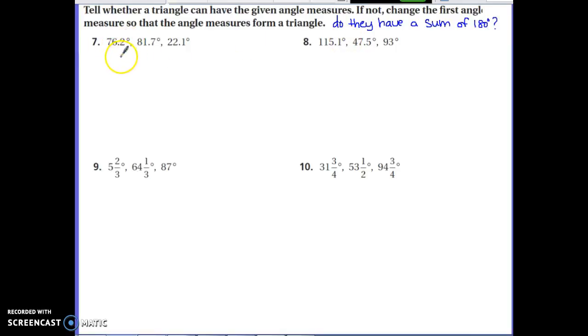In number 7, I've got 76.2. I'm going to add the 81.7. I get 0.9, 6 plus 1 is 7, 7 plus 8 is 15. And now I'm going to add this third one, which is 22.1. I'm hoping they add up to 180. 9 plus 1 is 10, carry my 1. 7, 8, 9, 10. Here's my decimal. 5, 6, 7, 8, and 1. Since we added and we got a sum of 180 degrees, the angles do form a triangle.